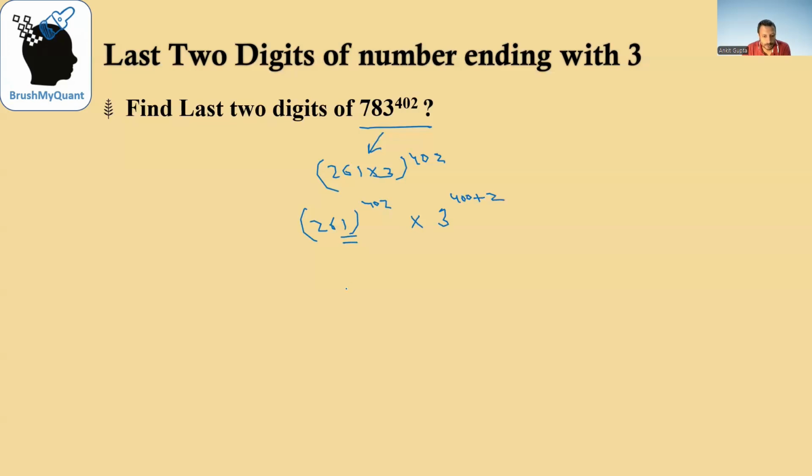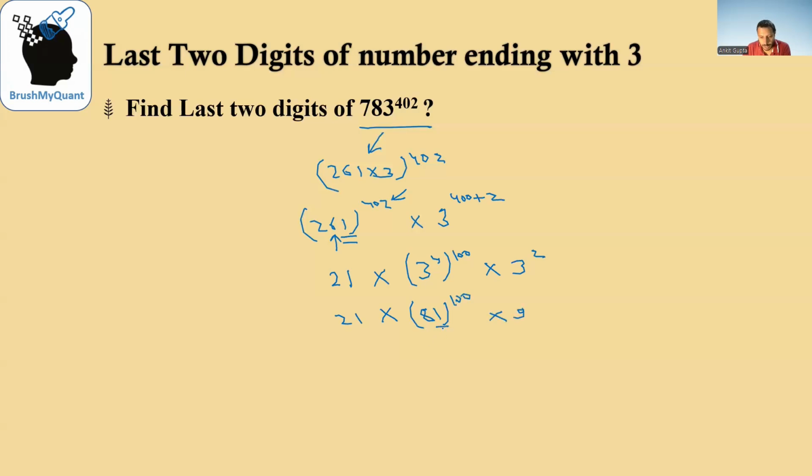Now this has units digit 1. That means for the last two digits, the units digit will be 1 itself, and the tens digit will be equal to the tens digit of the base multiplied by the units digit of the exponent. So 6 multiplied by 2, which will be 2, giving 21, multiplied by 3 raised to 400, which can be written as 3 raised to 4 whole raised to 100 multiplied by 3 squared. So 21 multiplied by 81 raised to 100 multiplied by 9.